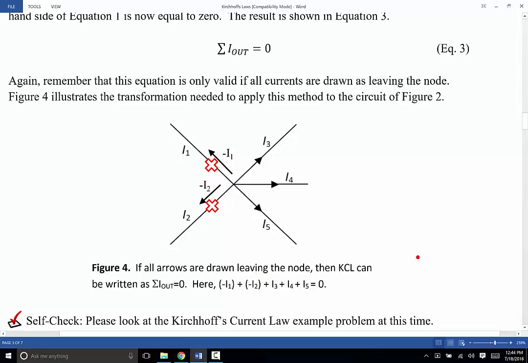So at this point, you should have enough information to look at the Kirchhoff's current law example problem. I would encourage you to do that, and then once you've checked the solution, come back and talk to us.